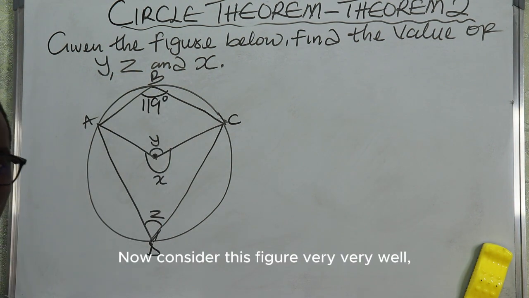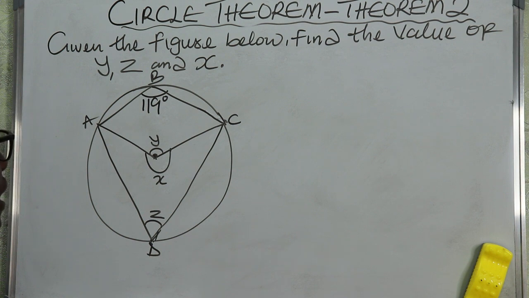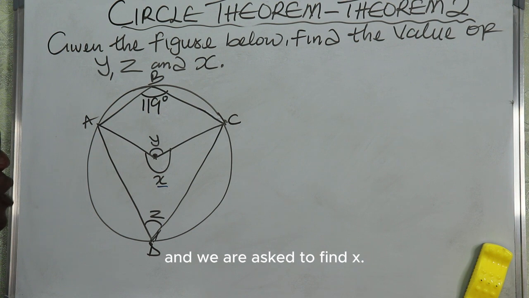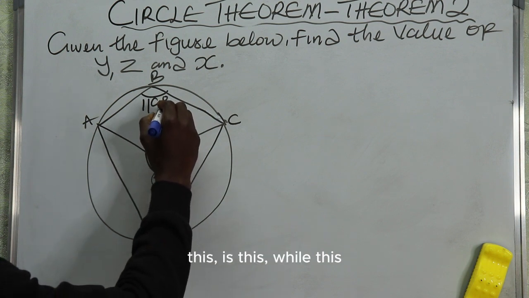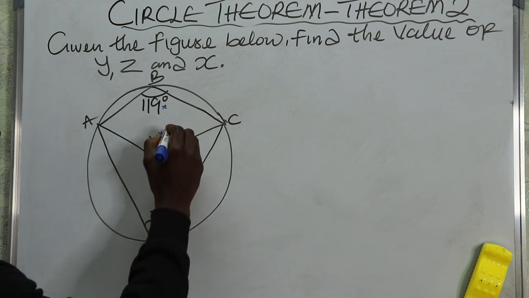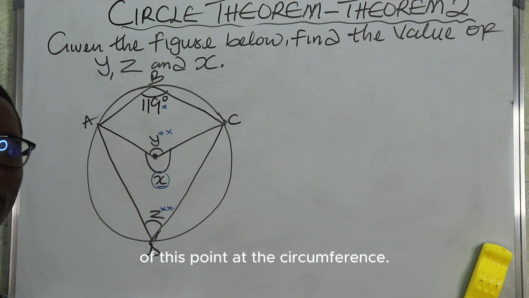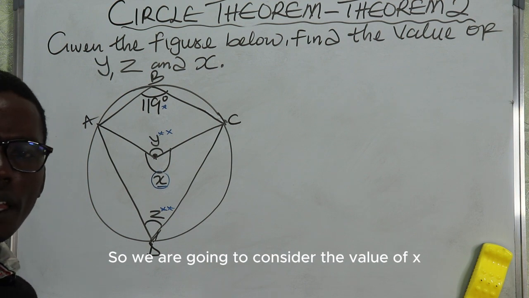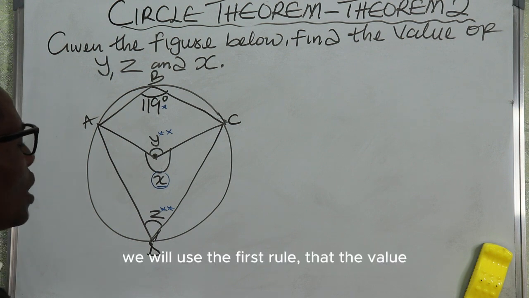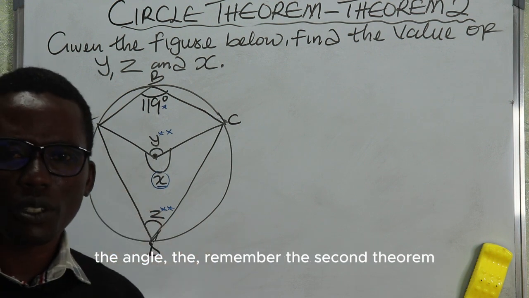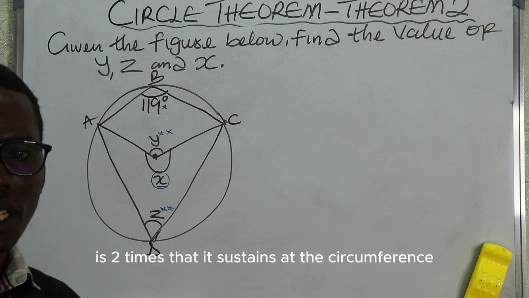Now consider this figure very, very well. We are asked to find z, we are asked to find y, and we are asked to find x. Now you come to see that this angle subtends this, while this goes with the angle at the center of this point at the circumference. So we are going to consider the value of x first. To consider the value of x, we will use the first rule, remember the second theorem: the angle which a chord sustains at the center is 2 times that it sustains at the circumference.